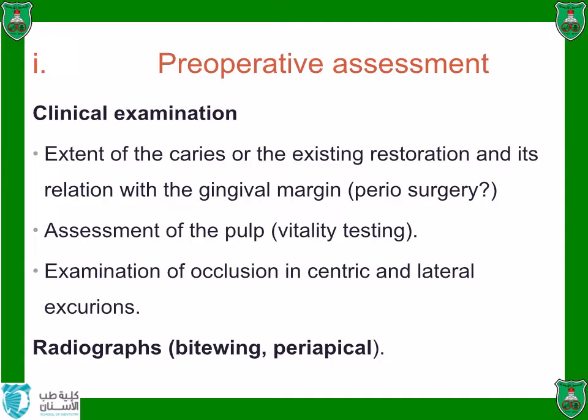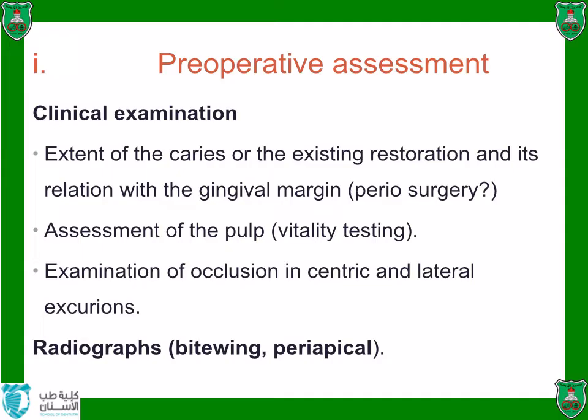Of course, also the pulp: is the pulp vital or not? We need to determine it before we proceed with our restoration. If the tooth is non-vital, we need to do endodontic treatment before we proceed with our restoration. And finally, we need to examine the occlusion in centric and lateral excursions. This is because most of the occlusal surfaces, as we said in the beginning, might be covered by the restorative material, so you need to know the type of occlusion present on the tooth.